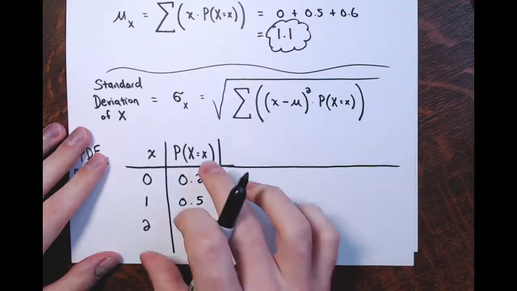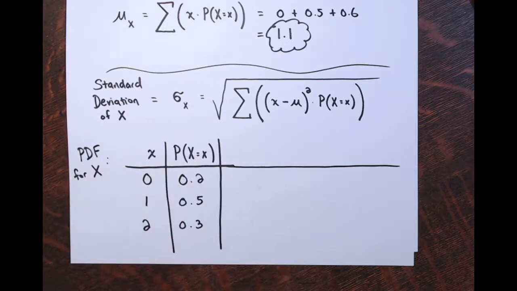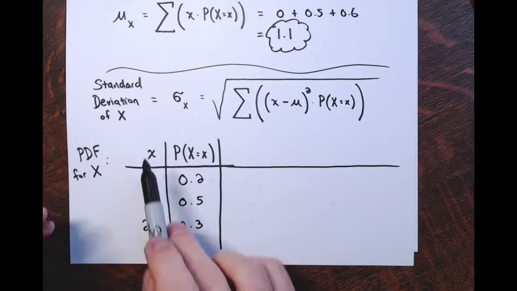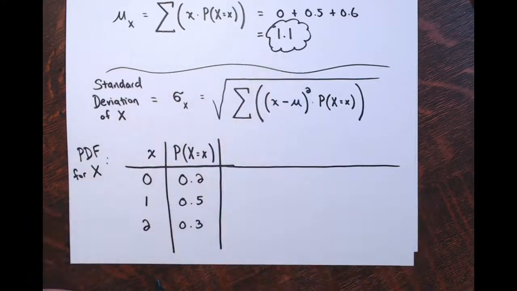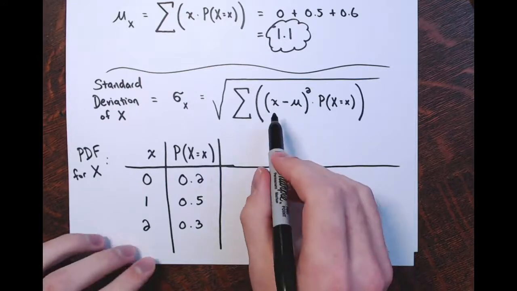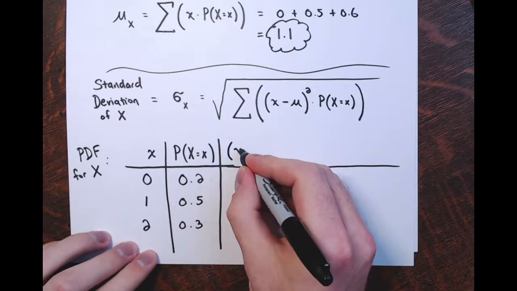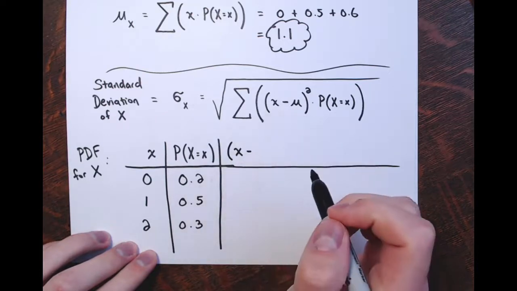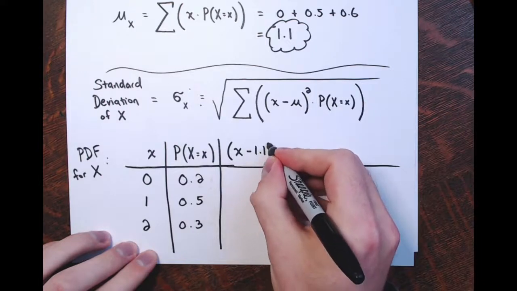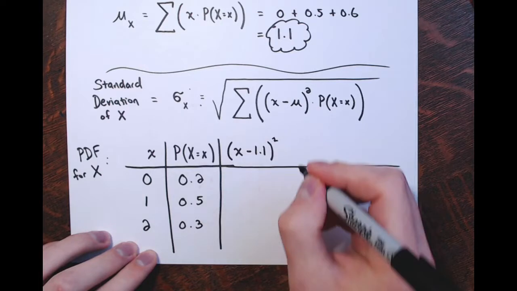All right, so I've created the chart again, right? Just the PDF, the probability density function. We know that the mean value of x from earlier is 1.1. All right, so I'm going to make one column where we take the deviations and square them. So x minus mu here again is 1.1. So I'm going to take the deviations and square them.